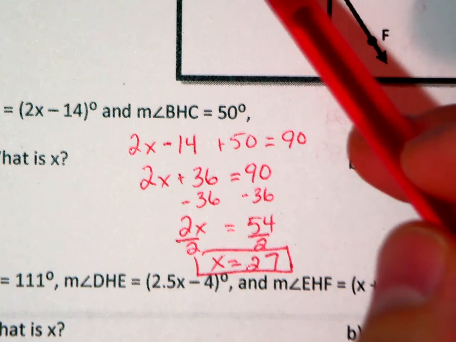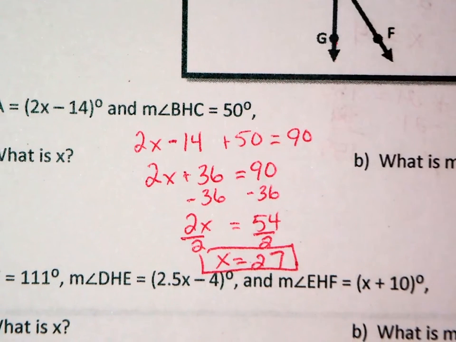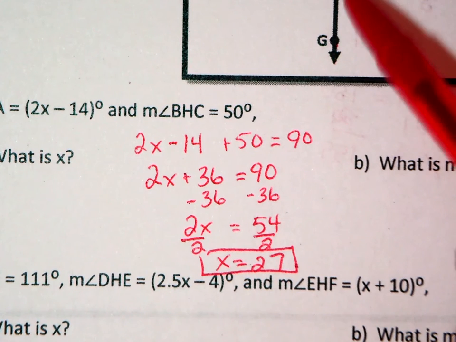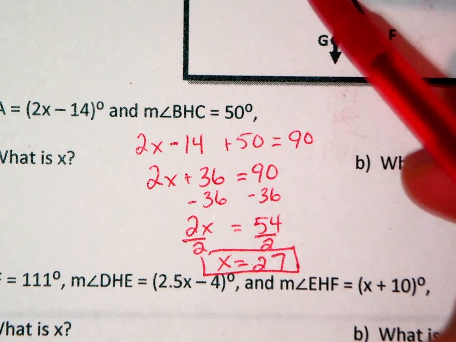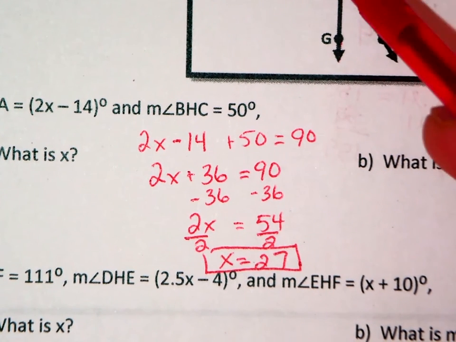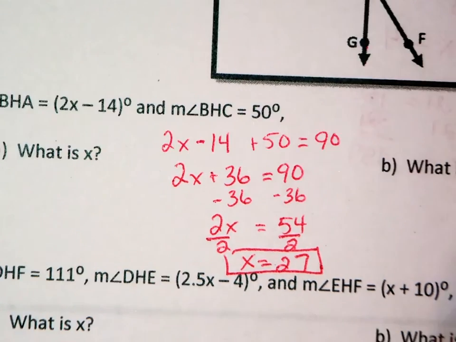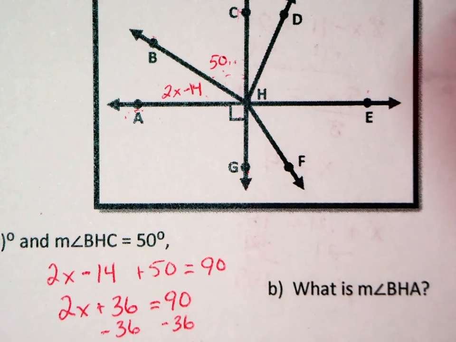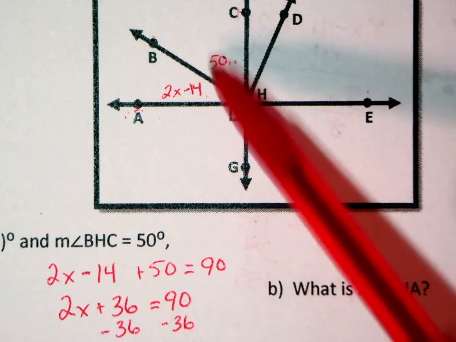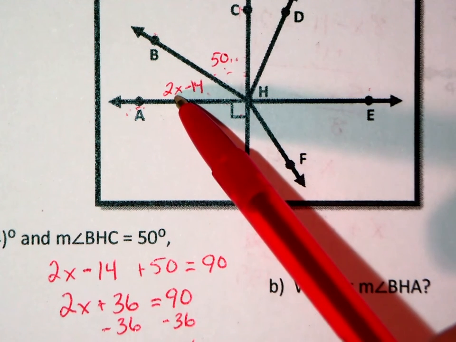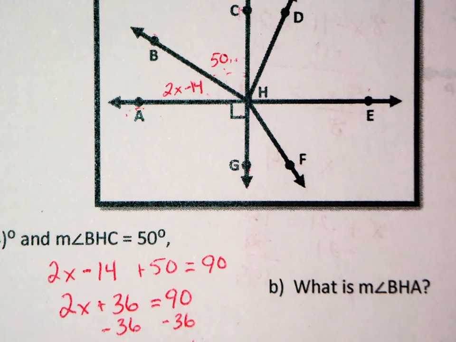Now when it asks for what the value of BHA is, I have two options. One, I know that these two angles have to equal 90 degrees. One of them is 50, so the other one has to be 40. Or my other option is I take my value 27, which we just determined x to be, and I plug it into the expression. 27 times 2 minus 14 is also going to equal 40. You should be able to finish up the remainder of the worksheet using the same logic and then check your answers when you're complete.